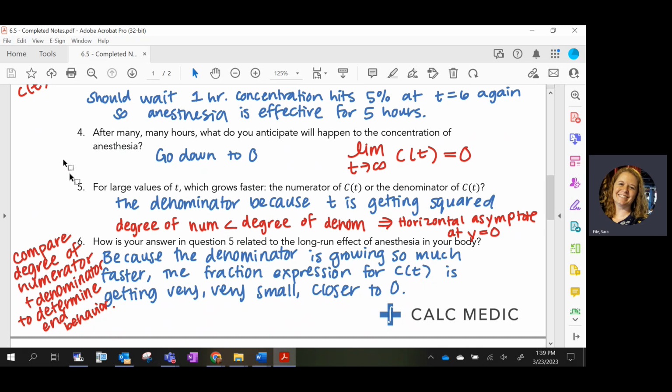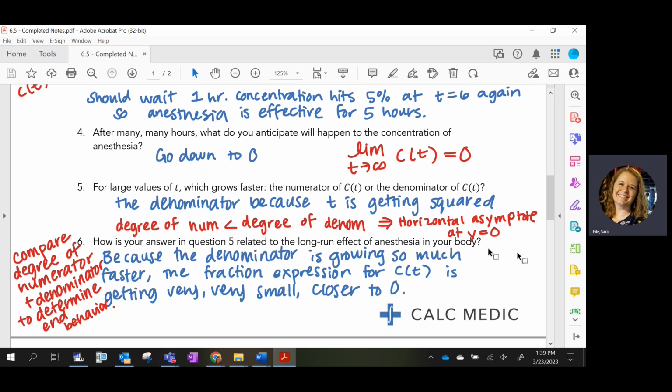Number 5 says, for large values of t, which grows faster, the numerator or the denominator? That's what I was saying when we first looked at the equation. It's the denominator because the degree is higher. It's growing faster. It's being squared. It's a quadratic function in the denominator and a linear function in the numerator. The quadratic is increasing faster, right? Since the degree of the numerator is smaller than the degree of the denominator, there's that horizontal asymptote at 0 I was talking about.